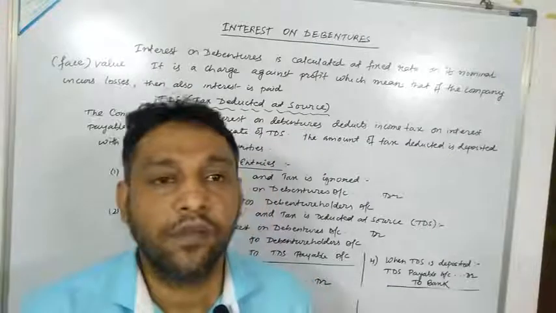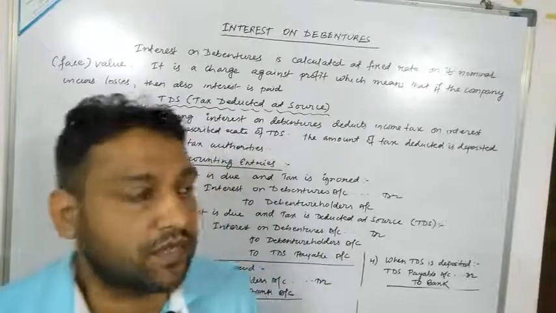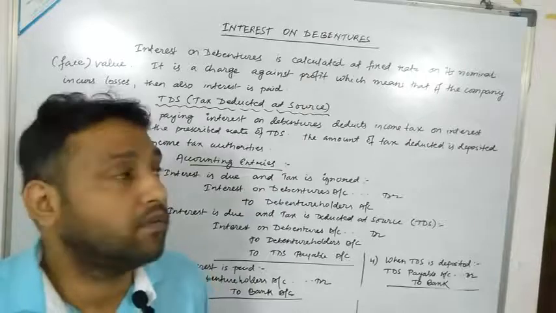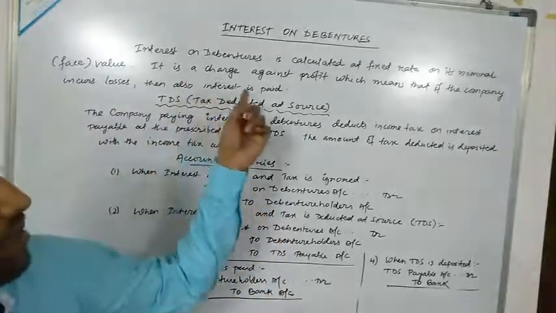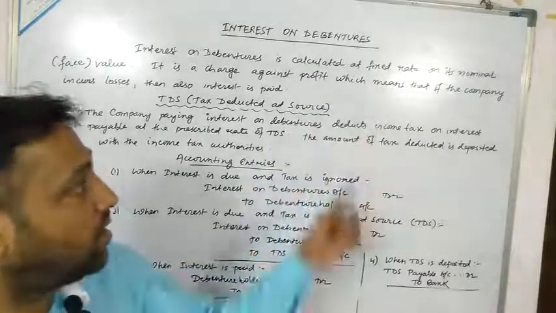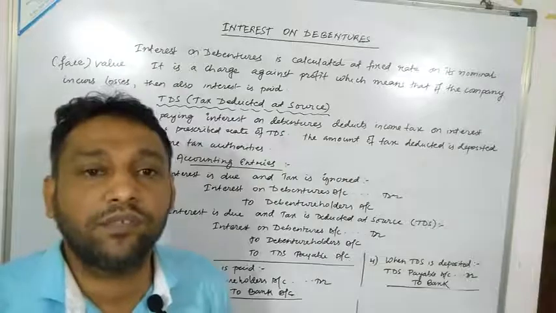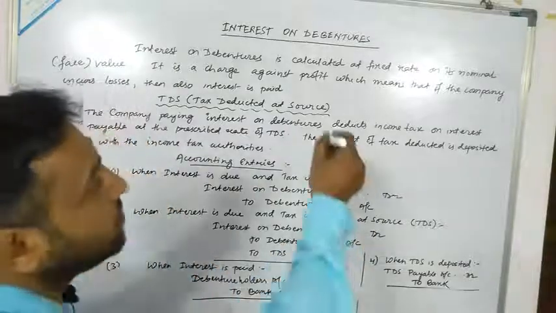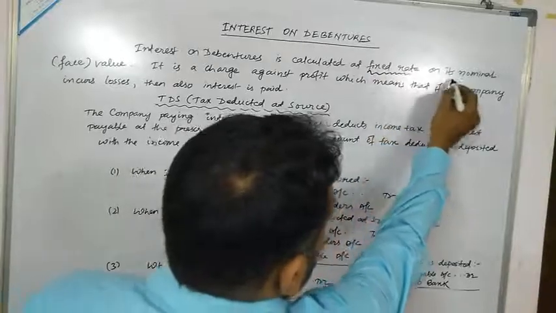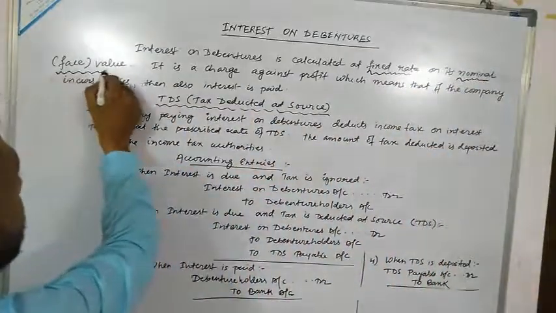Hello students, today we will discuss the topic interest on debentures. As you can see from the board, interest on debentures. Interest on debentures is calculated at a fixed rate on its nominal value, and nominal value is otherwise known as face value. So interest on debenture is to be calculated at a fixed rate on its nominal value or face value.